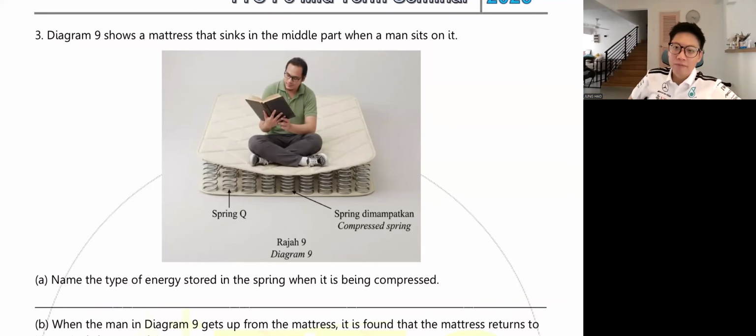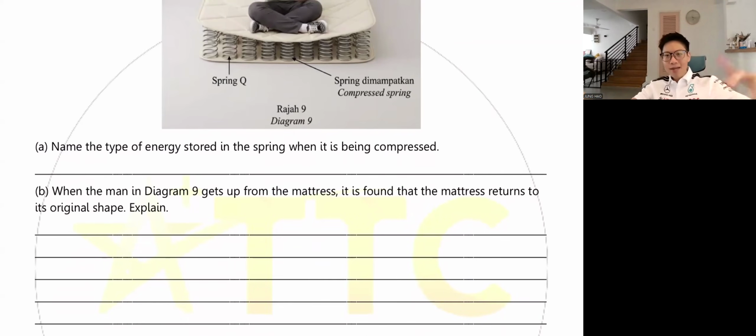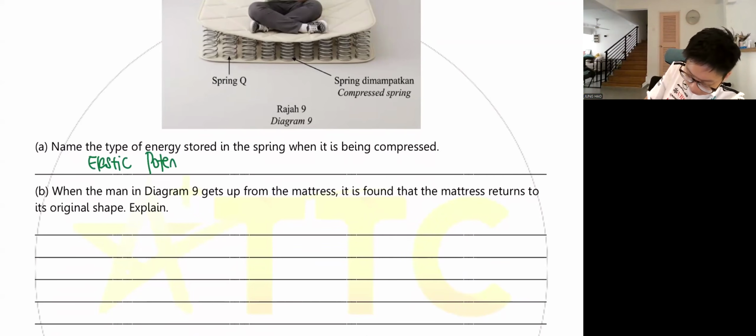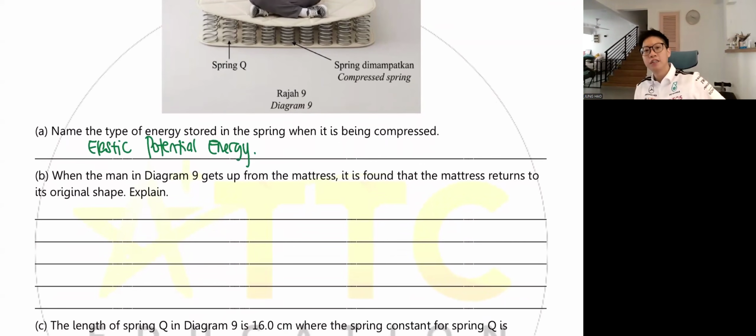Okay, let's continue. This is a mattress that sinks in the middle part when the man sits on it. For the questions in front, I'll just give you the answers. You can do this by yourself. It's very easy. Like for example, what is the energy stored in the spring? It's called elastic potential energy.